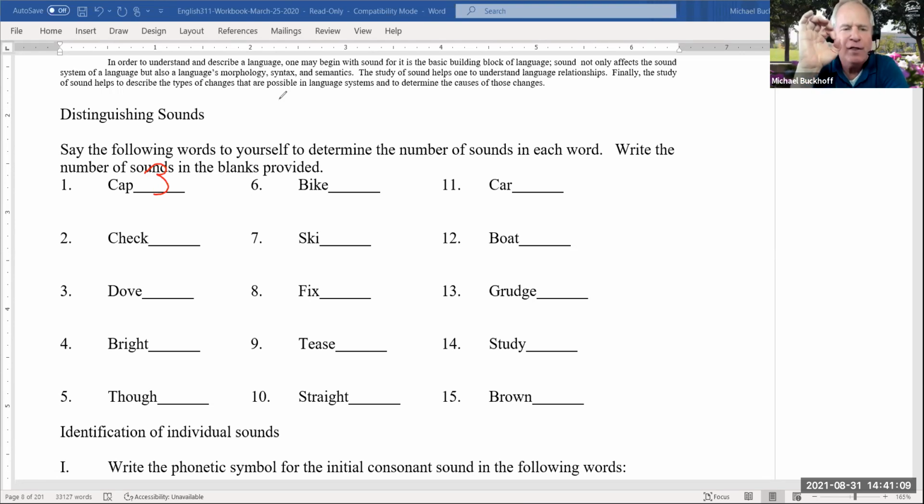Bright, though, bike, ski. Be careful of the word fix. Remember, the X typically breaks into 2 separate sounds, right? In this case, the K and the S. Keep that in mind. Fix. There we go, Beatrice, thank you. Somebody started the ball going. Now we'll finish this class in 15 minutes instead of 40. I'll go over everything when we get done. Okay, let's keep going here.